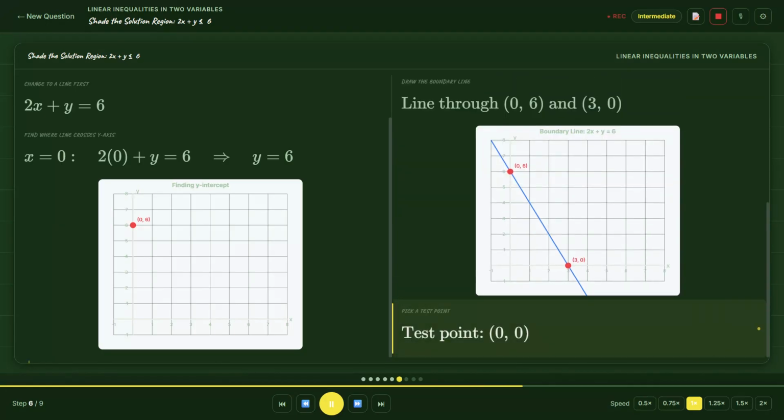Now we need to figure out which side of the line to shade. We pick a simple test point that is not on the line. The easiest point to try is 0, 0. That's the origin.